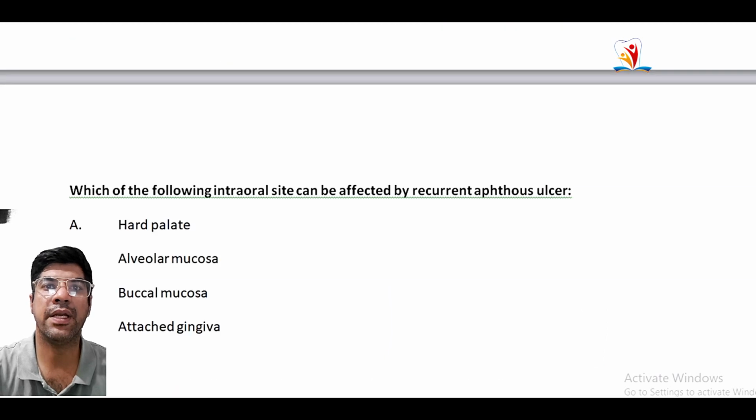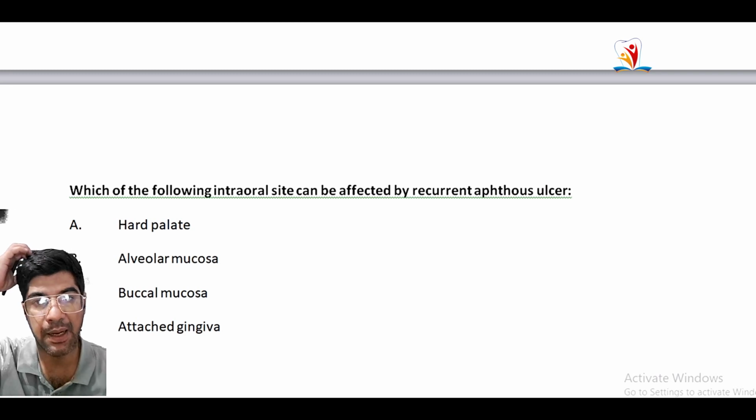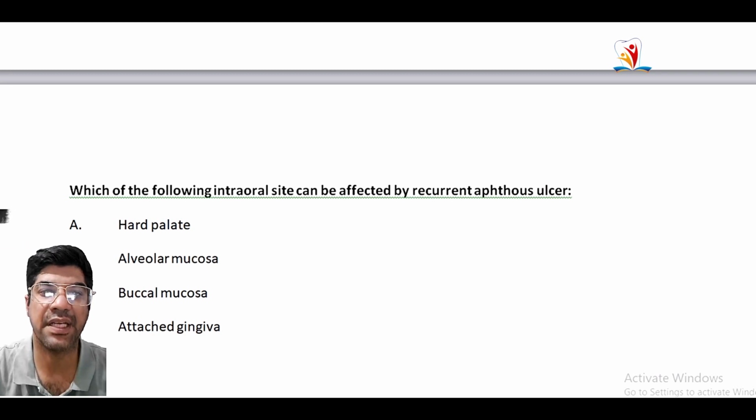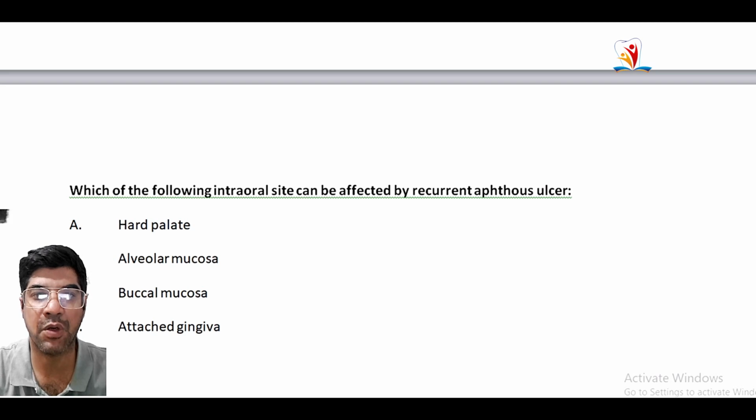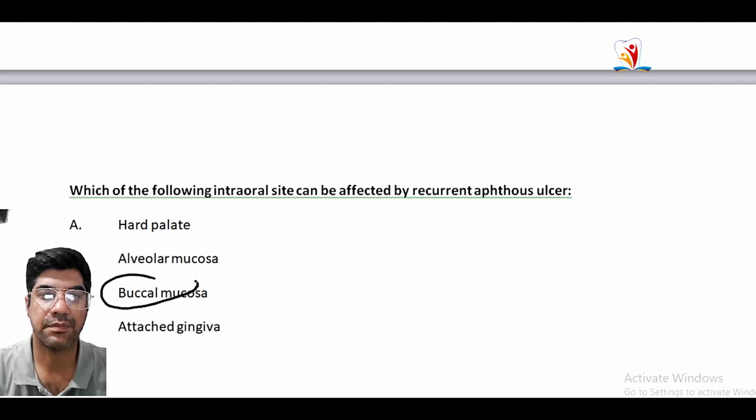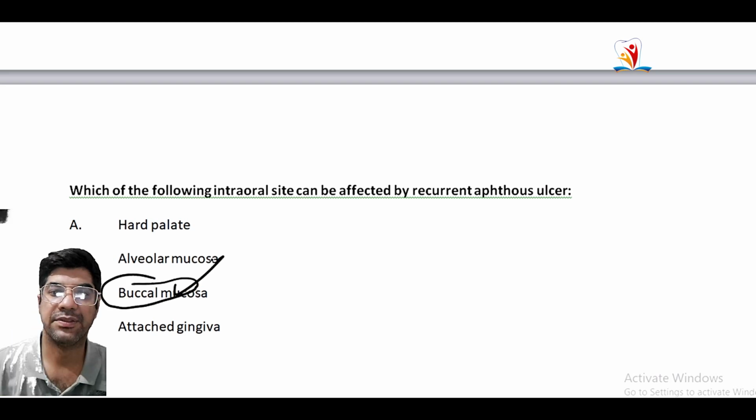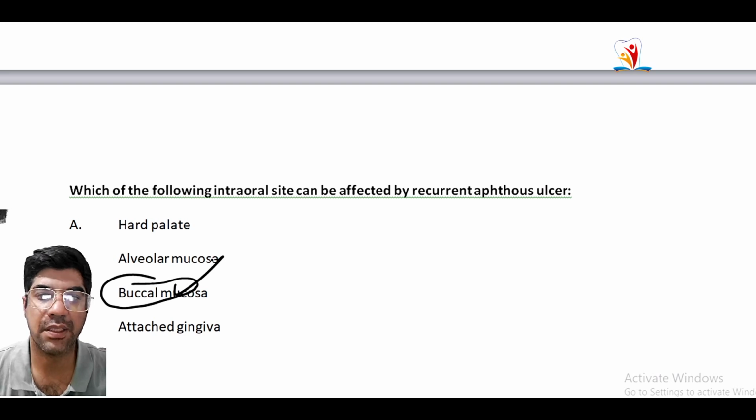Which of the following intraoral sites can be affected by recurrent aphthous ulceration? Recurrent aphthous ulceration can affect various intraoral sites, including the buccal mucosa. These ulcers can also occur on the tongue, lips, soft palate and other mucosal surfaces.